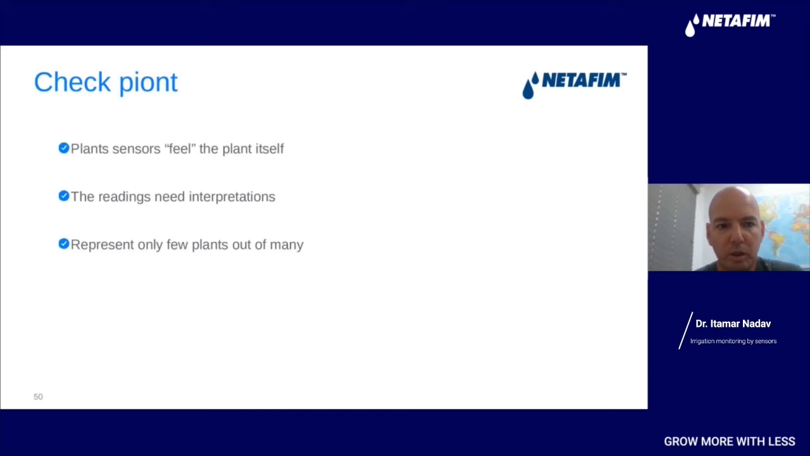So let's do a little checkpoint. So plant sensors actually feel the plant itself, but the reading needs to be interpreted, and the plant sensor only represents a few plants out of many. So it's very important to place the sensor at representative trees or plants, and to put a few of them across the plot in order to represent the entire field.